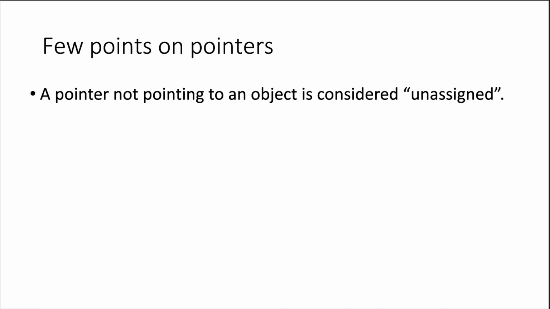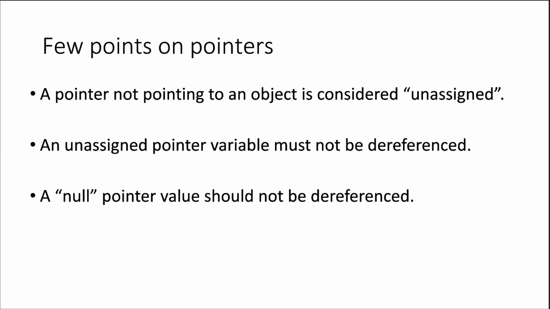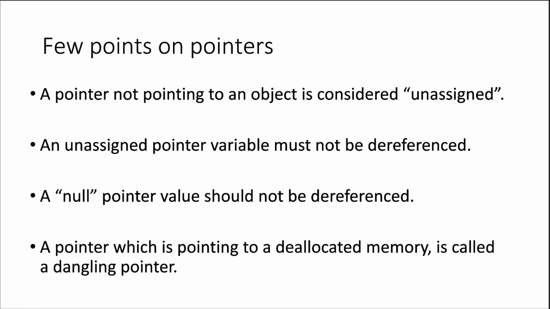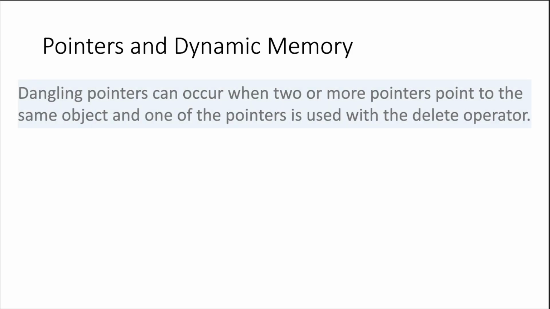So, a few points on pointers. A pointer not pointing to an object is considered unassigned. An unassigned pointer variable must not be dereferenced. A null value should not be dereferenced. A pointer which is pointing to a deallocated memory is called a dangling pointer. We will discuss this dangling pointer in the coming slides.